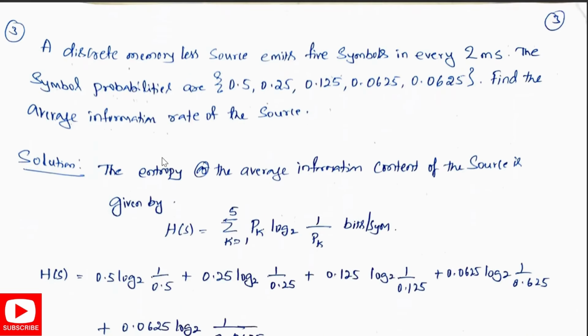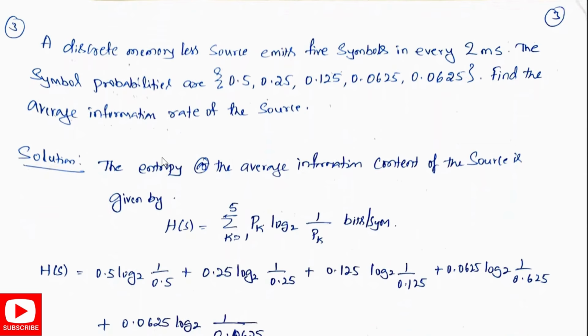Next, a discrete memoryless source emits 5 symbols in every 2 milliseconds. The symbol probabilities are given like this. You need to find the average information rate of the source. They are indirectly saying you need to find the entropy. The entropy formula is given like this: H(S) is equal to summation of k equals 1 to N. What is the N value here? It is 5. Next, p_k log to base 2 of 1 by p_k bits per symbol.